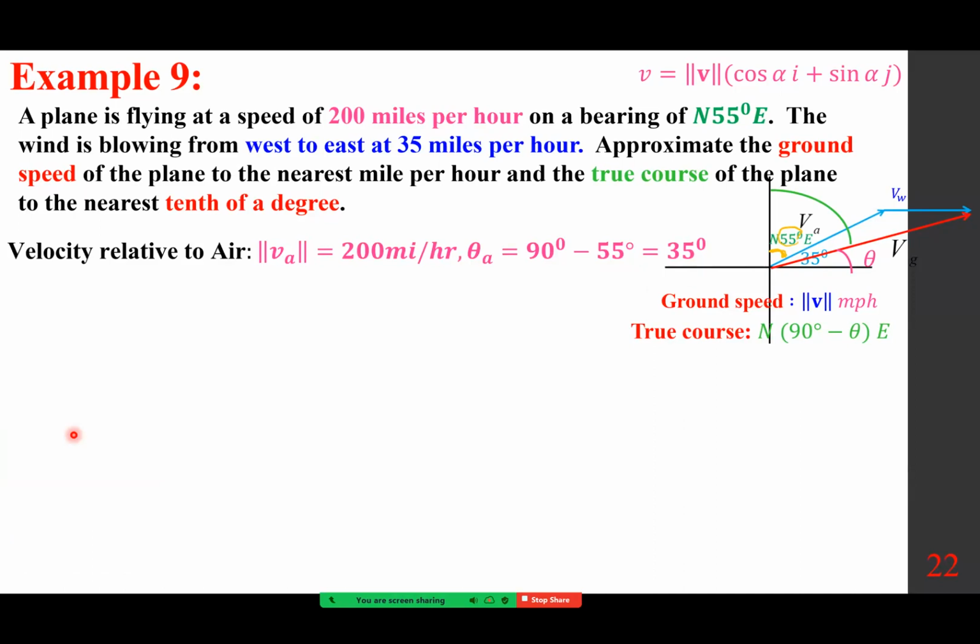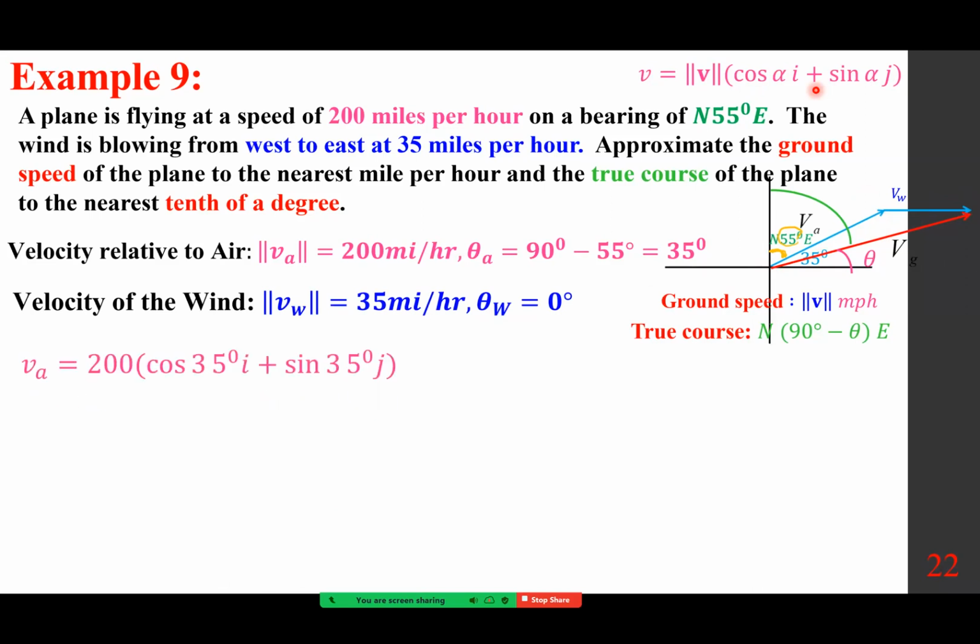What about the wind? The wind has the speed of 35 miles per hour, and the angle that it makes is parallel to the x-axis, so the angle it makes is 0 degrees. So let's write both of them in this format. V sub A is 200 times cosine of 35 degrees i plus sine of 35 degrees j.